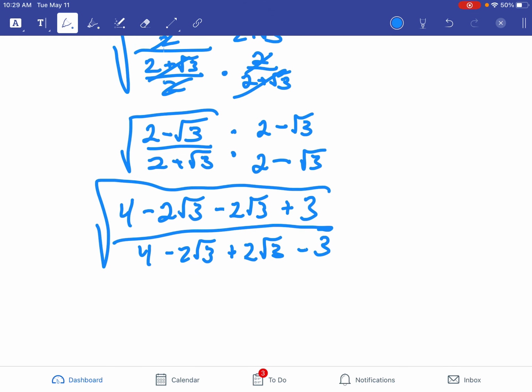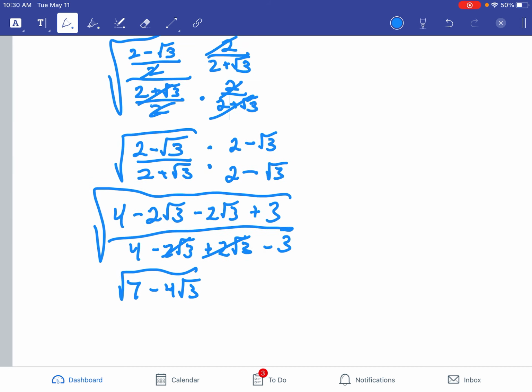Okay, again, you have a big square root on the top. Now we can combine the like terms. We have 4 plus 3 is 7. Negative 2 root 3 minus 2 root 3 is negative 4 root 3. On the bottom, the two terms here cancel themselves out because they're exactly the opposites. And then 4 minus 3 is 1. Well, the square root of 1 is irrelevant. We don't need it. So we can actually get rid of this denominator altogether and put our square root on the top of our answer.